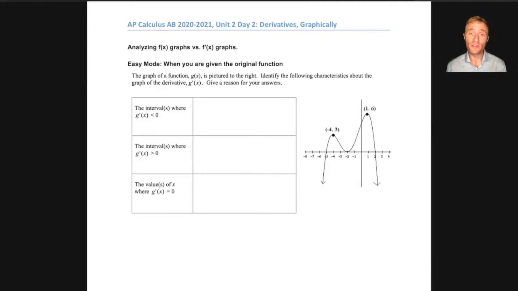Analyzing f of x graphs versus f prime graphs. The key point here, pay very close attention to what you're given. So the most important thing, it says here, the graph of a function g of x. The first thing I do is I label that function g of x. So I know I'm talking about a function, not a graph of its derivative. The intervals where g prime of x, where the derivative, is less than 0. Okay, the derivative is less than 0. That means g of x is decreasing. So where is g of x decreasing?